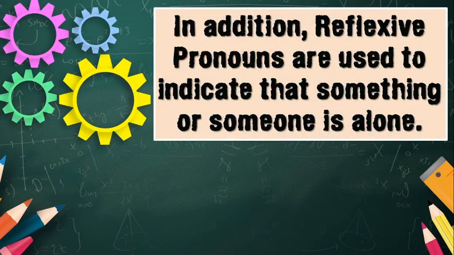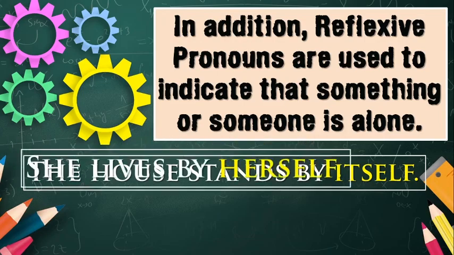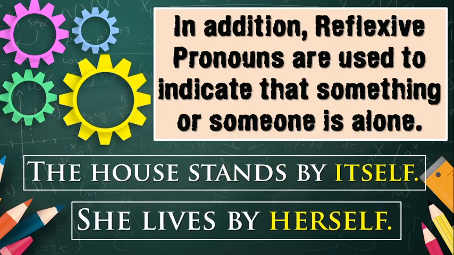In addition, reflexive pronouns are also used to indicate that something or someone is alone. For example, the house stands by itself. Now, there is a referential sense here from itself to the house because the house is itself. But much more than that, it's also showing that this house is alone. No other house is within the vicinity. So you have the house stands by itself. She lives by herself, meaning no other person lives with her.